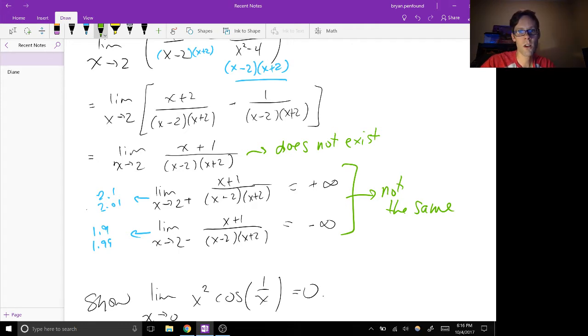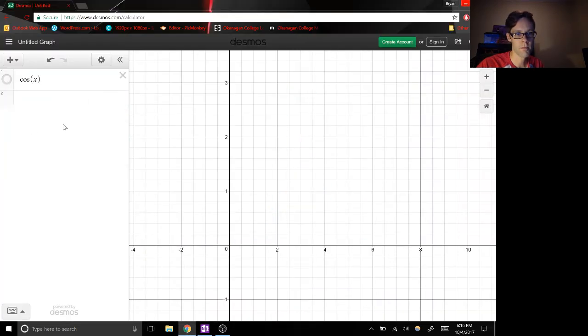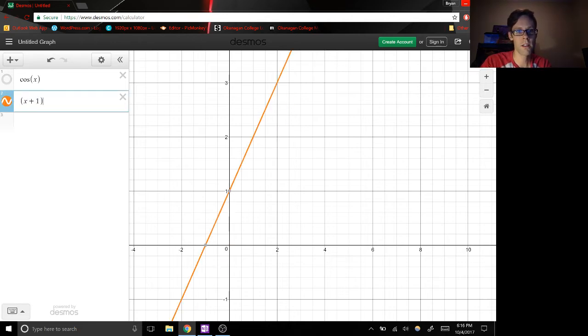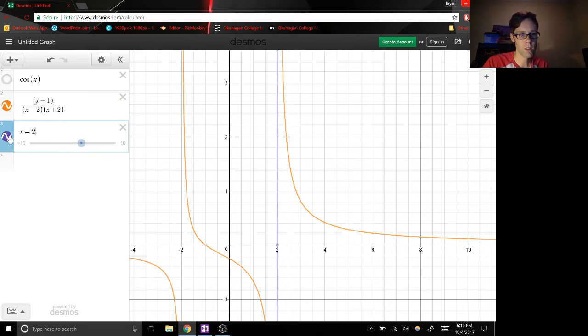Okay, and if you do want to quickly see what that function looks like in Desmos, we can go ahead and plot that. So what do we have? We have x + 1 in the numerator, and (x - 2) and (x + 2) in the denominator, and we were looking at x = 2. So I'm just going to put that in red as our vertical asymptote.